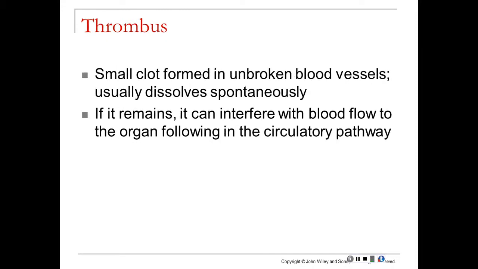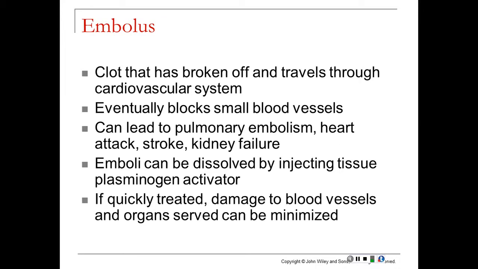A thrombus is a small clot formed of unbroken blood vessels, and it usually dissolves spontaneously. If it remains, it can kind of flow through the circulatory pathway and interfere with blood flow to various organs. An embolus is a clot that's broken off and travels through the cardiovascular system. It eventually blocks small blood vessels. It can lead to pulmonary embolism, heart attack, stroke, or even kidney failure.